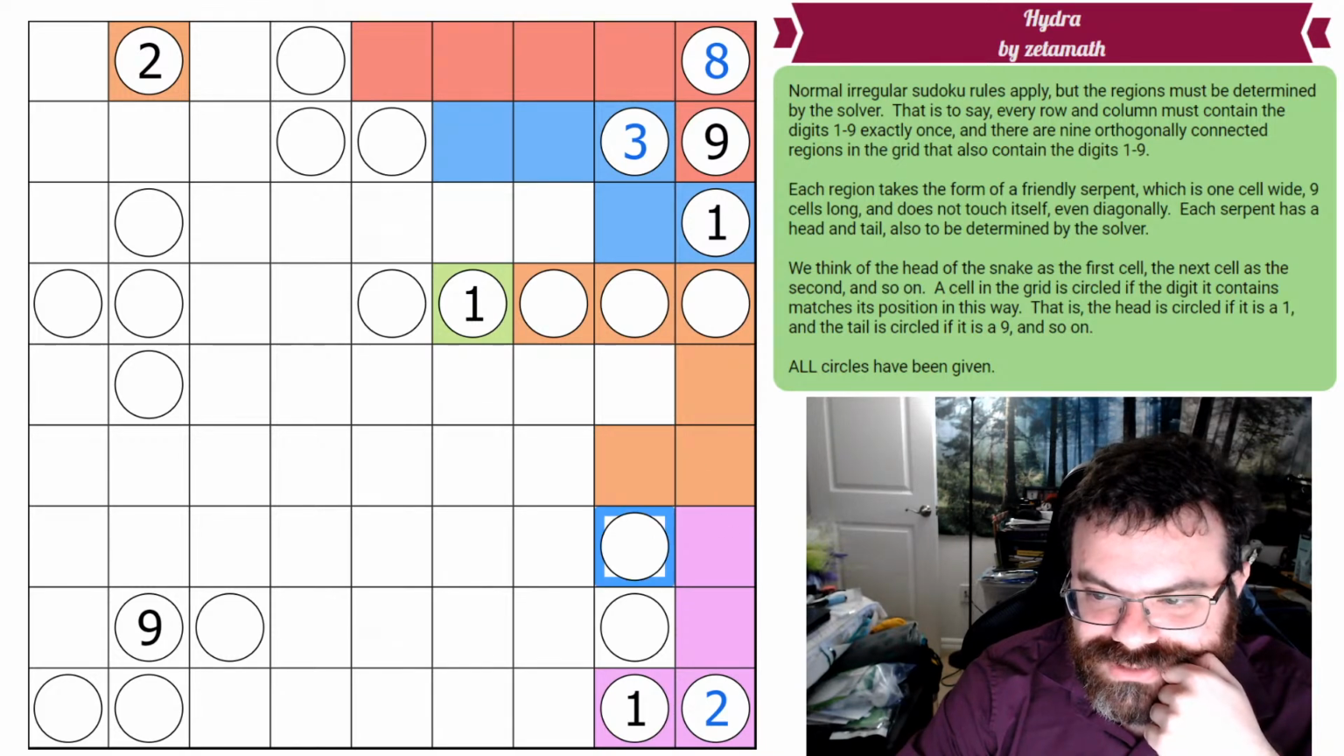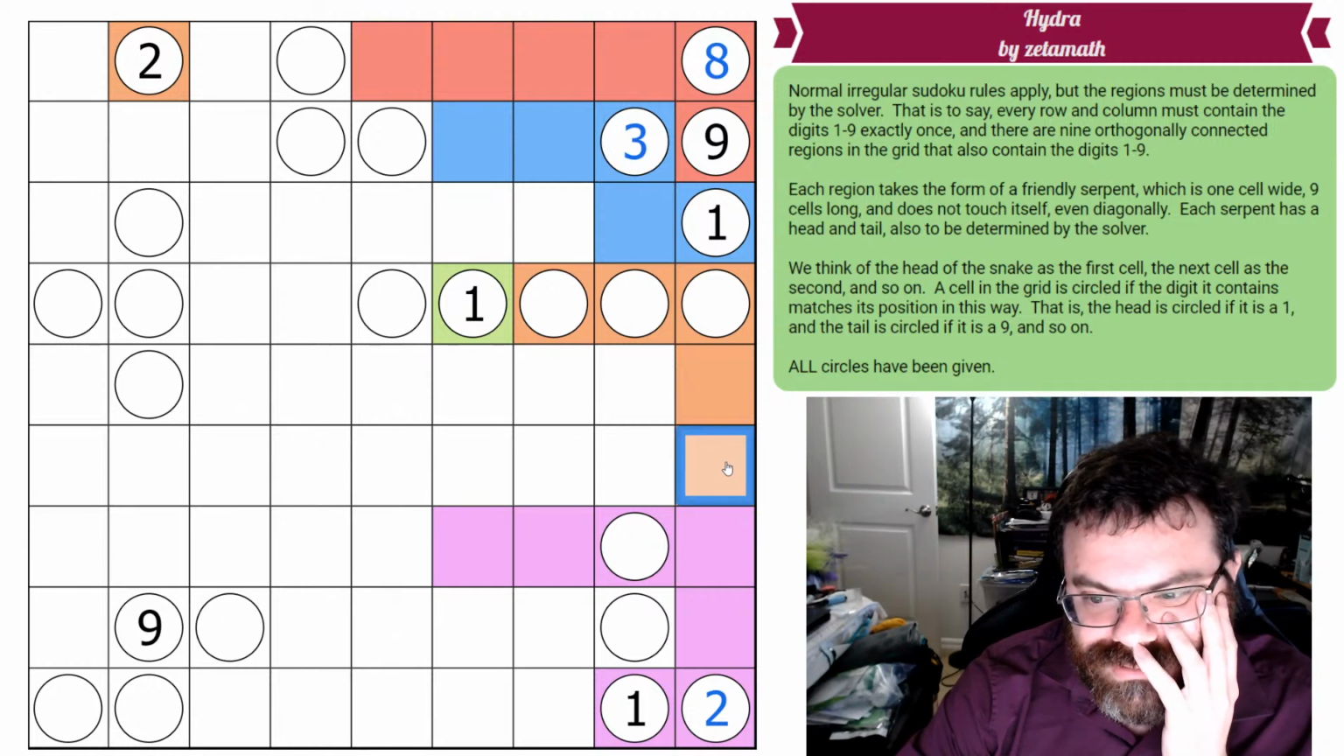Otherwise, they'd both have to turn. They'd keep going. Well, I don't know if orange has to keep going, because orange could just... Well, orange... Yeah, orange could end here, because there's no circle. Maybe not.